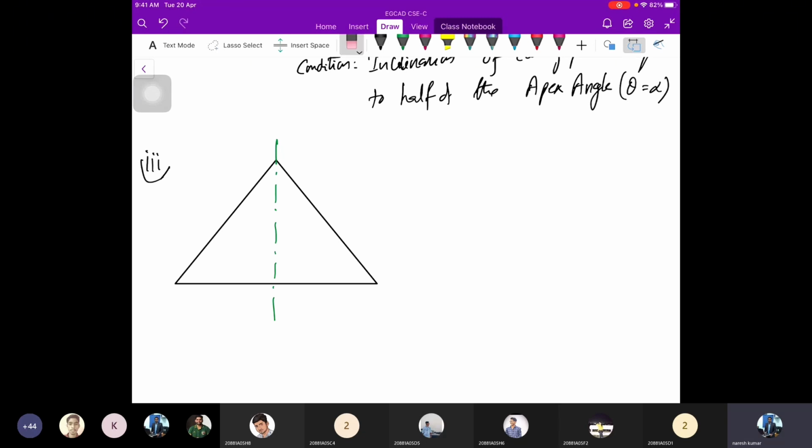Theta is equal to alpha, we are getting a parabola. Next, theta is less than alpha. One more case we are missing, that is theta less than alpha. So what is theta? Theta is the inclination of the cutting plane. So under this condition, the cross section we are getting is the hyperbola.